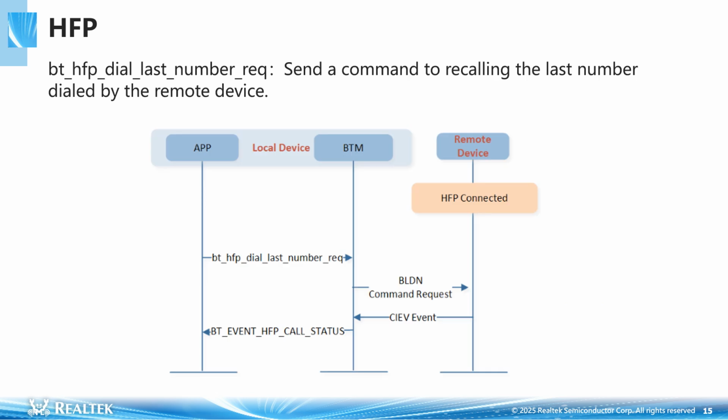Taking the BT HFP dial last number request interface in the Realtek SDK as an example, the interaction flow is shown in the diagram. The application calls the BT HFP dial last number request API. The remote device will receive the BLDN command and reply with CIEV event. The application will receive BT event HFP call status.